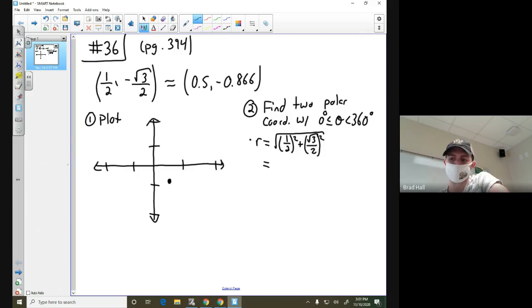Well, if you plug this in your calculator carefully, you get an exact answer. I believe so. It's 1 over 4 plus 3 over 4. That's pretty convenient. That's just 1. All right, so we found the radius. So from the radius, you can go ahead and figure out the angle.